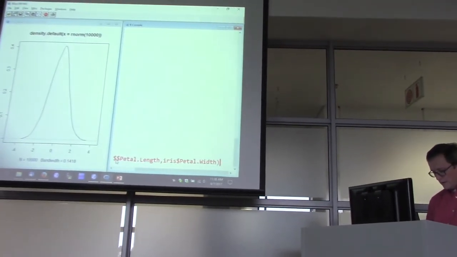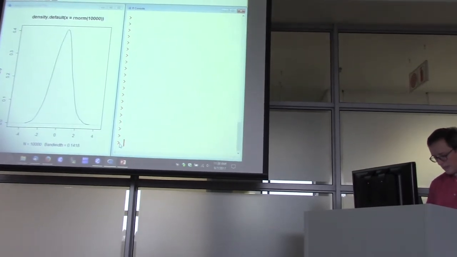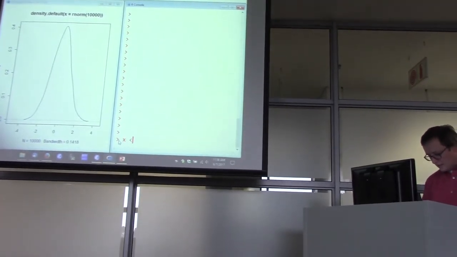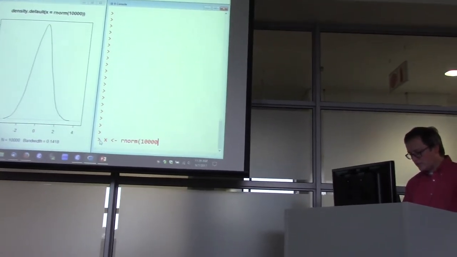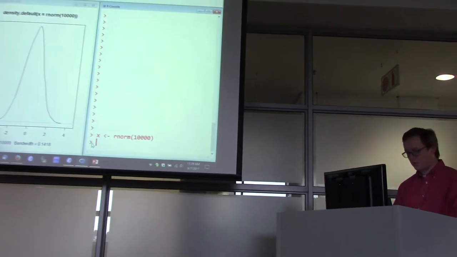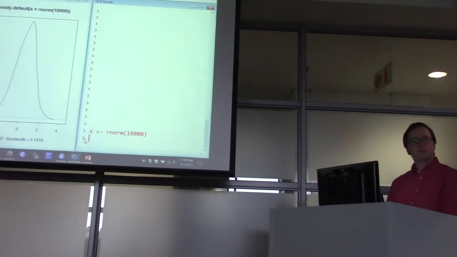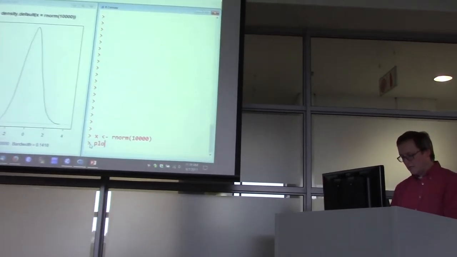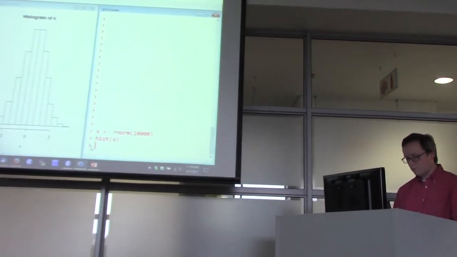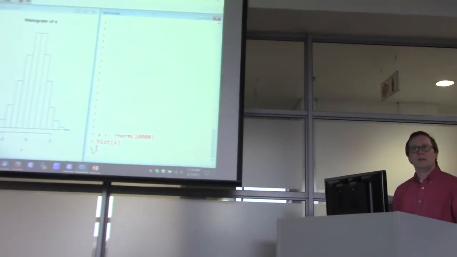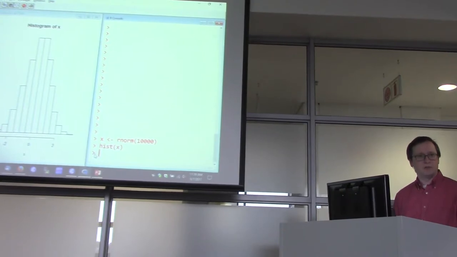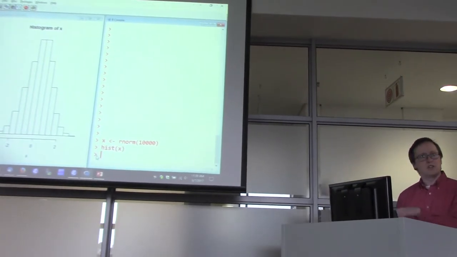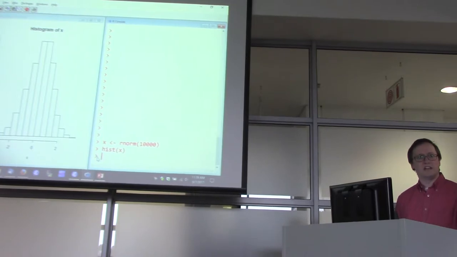I just wanted to note that I can recreate my plot. I'm just going to say X is a sample of 10,000, let's say, points drawn from a normal distribution. So if I want to create a plot of that, well, I'll just do a histogram of X for now. Okay. So if I want to output an image of that, I could just screenshot what I have here, or I could tell it to export that.